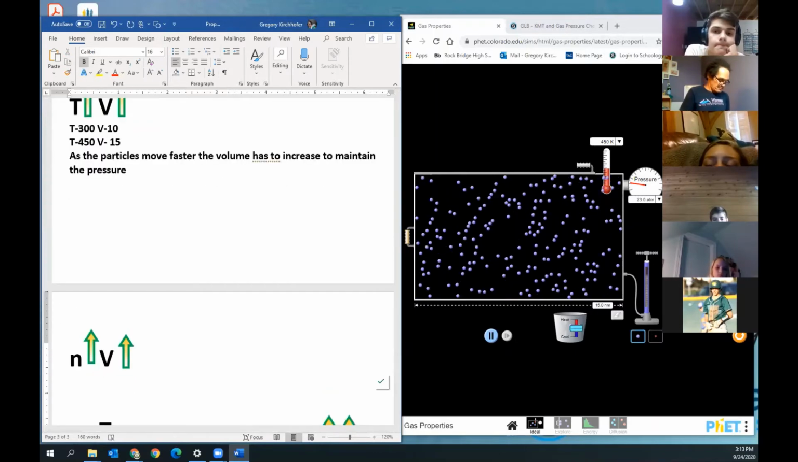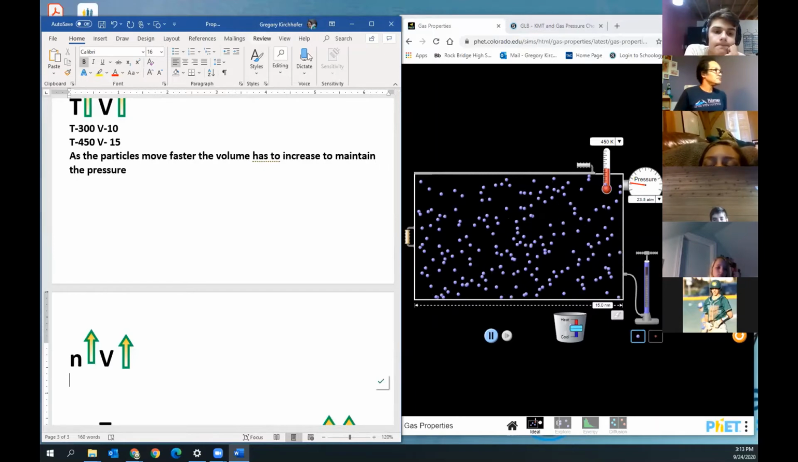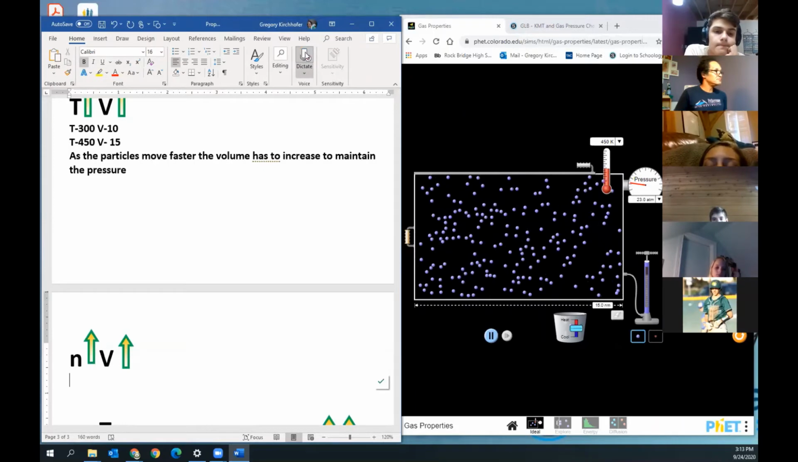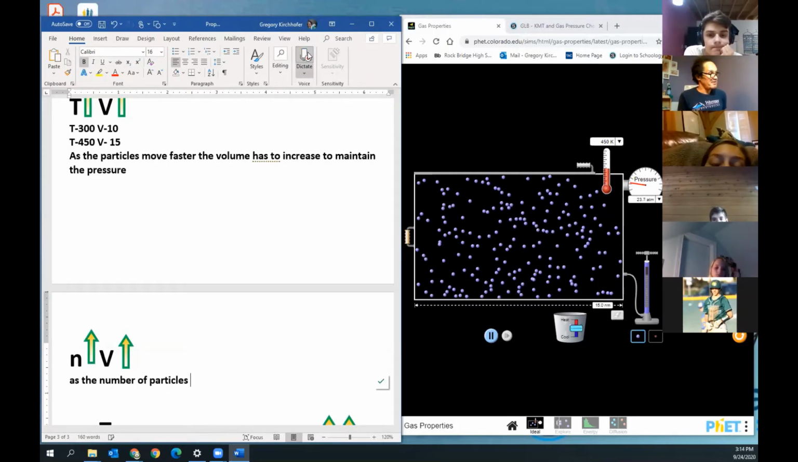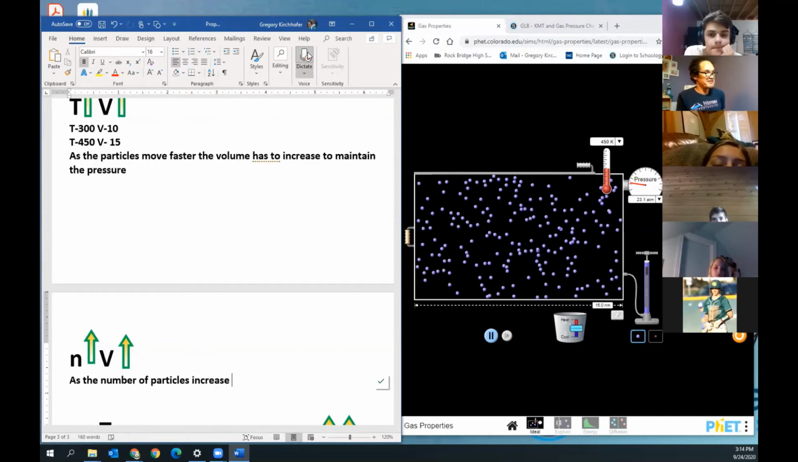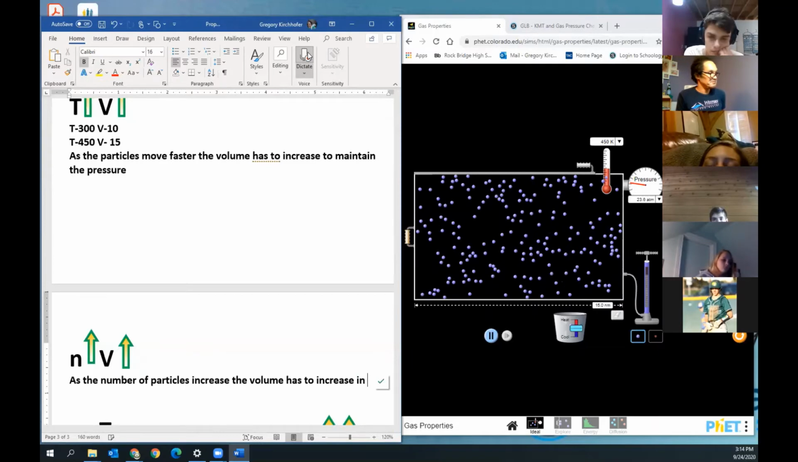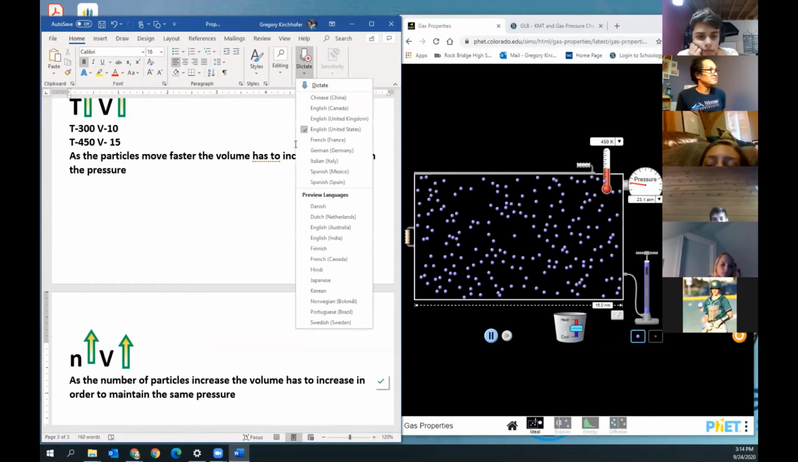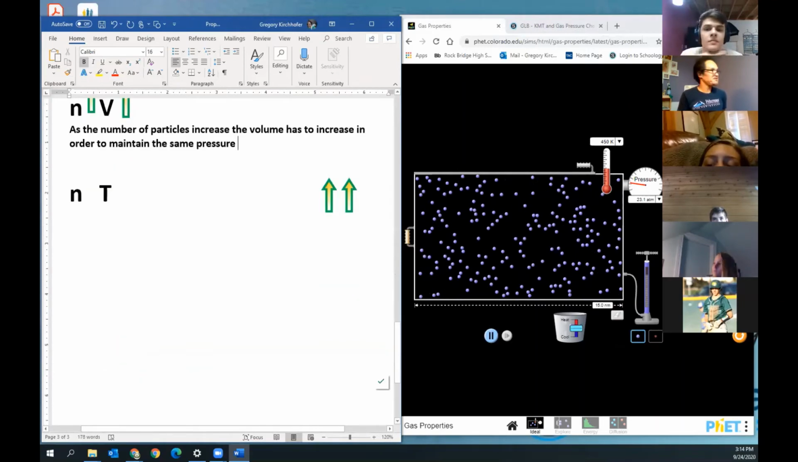So as the number of particles increases, the volume has to increase in order to maintain the same pressure. I really like the dictate function on Word.